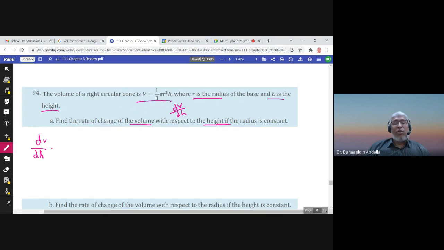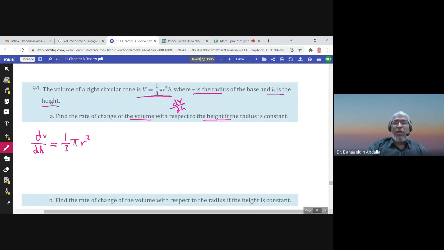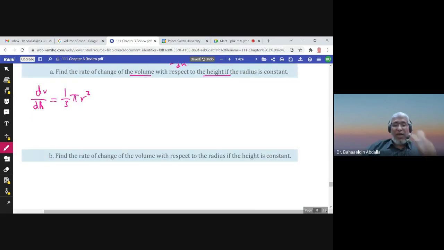Okay, so 1 over 3 is a constant, pi is a constant, r squared is a constant, and derivative of h is just 1. So that's the answer, 1 over 3 pi r squared. Find the rate of change of the volume with respect to the radius. So he needs dV by dr if the height is constant.